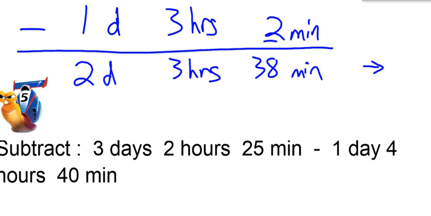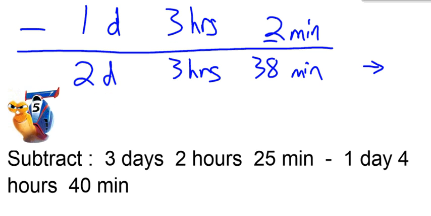Here's your sample problem then. Subtract 3 days, 2 hours, 25 minutes from 1 day, 4 hours, and 40 minutes. As you line things up, remember to borrow correctly from the correct units. Boom. That's it. That's the lesson. That's what it's all about.